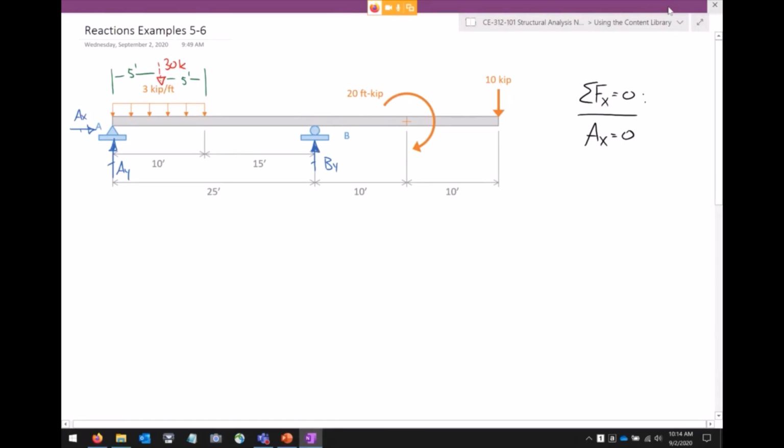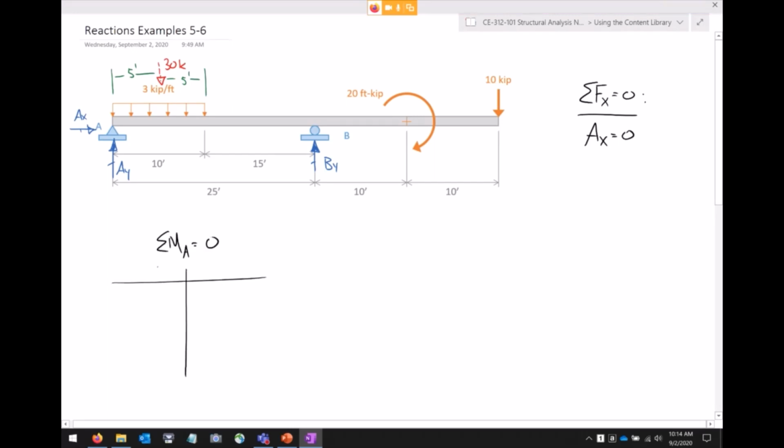Okay, so the way that we're going to handle this is the same way that we've done in previous problems. We can sum moments at one support to determine the reaction at the other. So let's handle this like we've done before. Let's sum moments at A and draw our little table. And let's start quantifying this out. Start at the left, work your way over, and let's just do this like we've done every other problem.